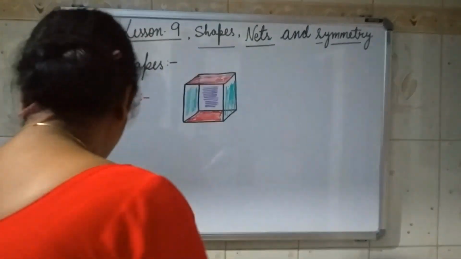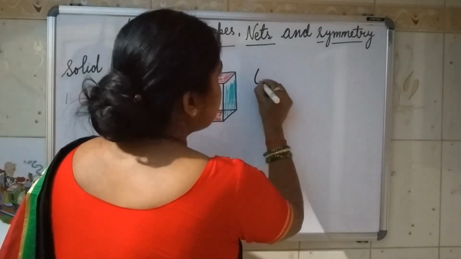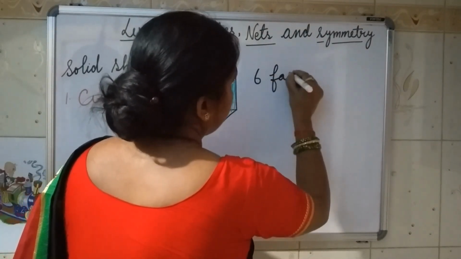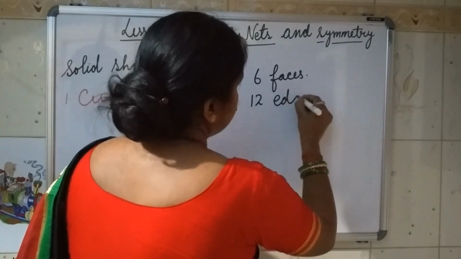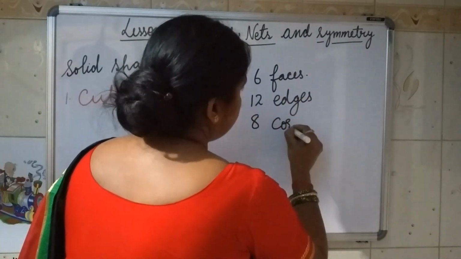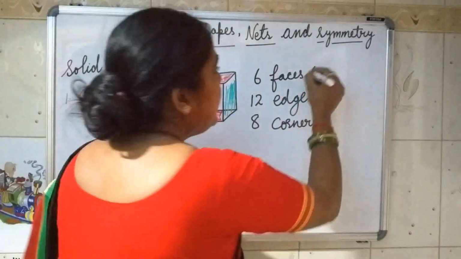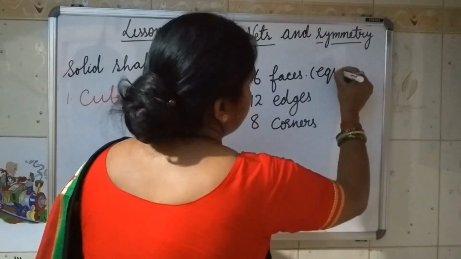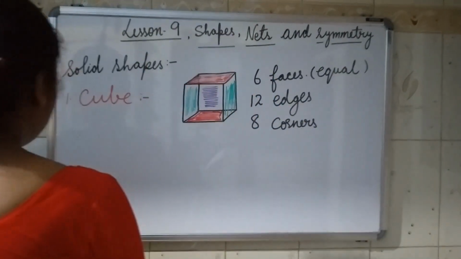Now you have to write down how many faces it has. A cube has 6 faces, 12 edges and 8 corners. One thing you have to write down here: equal faces. All faces are equal. Now we are switching to the second one.